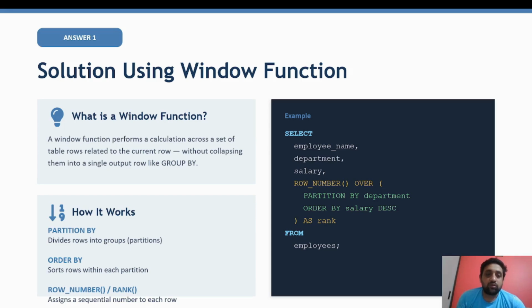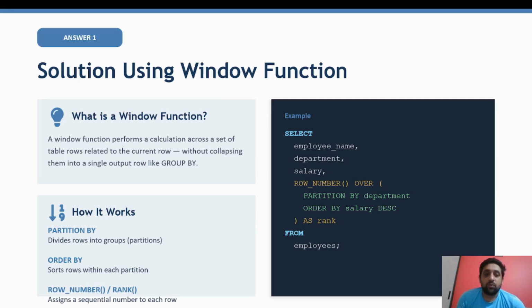Now let's break down the example query on screen. We have a select statement picking employee name, department and salary. Then comes the interesting part. Row number, parenthesis over partition by department, order by salary DESC as rank. Let's decode this piece by piece.